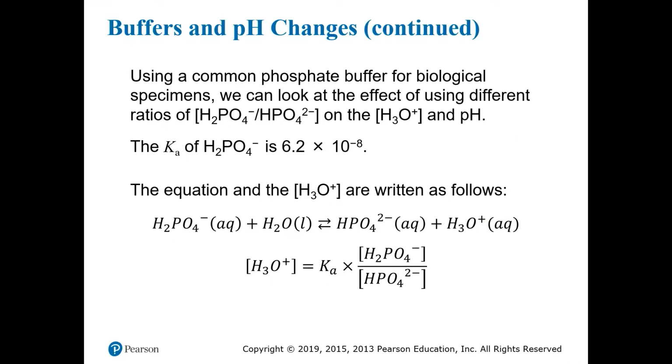We can use the dihydrogen phosphate hydrogen phosphate buffer system to illustrate how this works in more detail. We saw in the previous slide that the Ka of dihydrogen phosphate is 6.2 times 10 to the negative 8. We start by writing down the acid dissociation equation and the expression for the hydronium concentration.